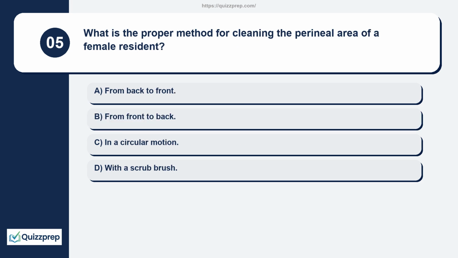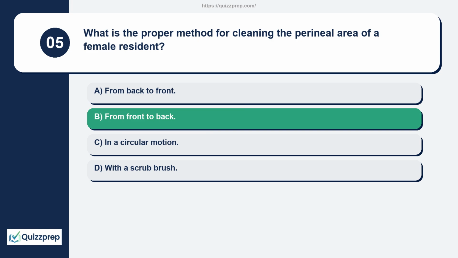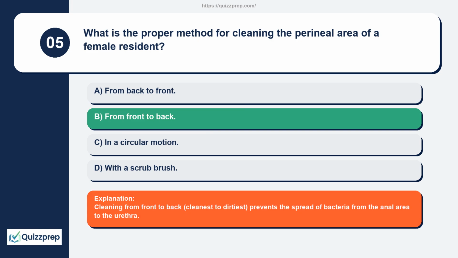Question 5. What is the proper method for cleaning the perineal area of a female resident? From back to front, from front to back, in a circular motion, with a scrub brush. Cleaning from front to back, cleanest to dirtiest, prevents the spread of bacteria from the anal area to the urethra.